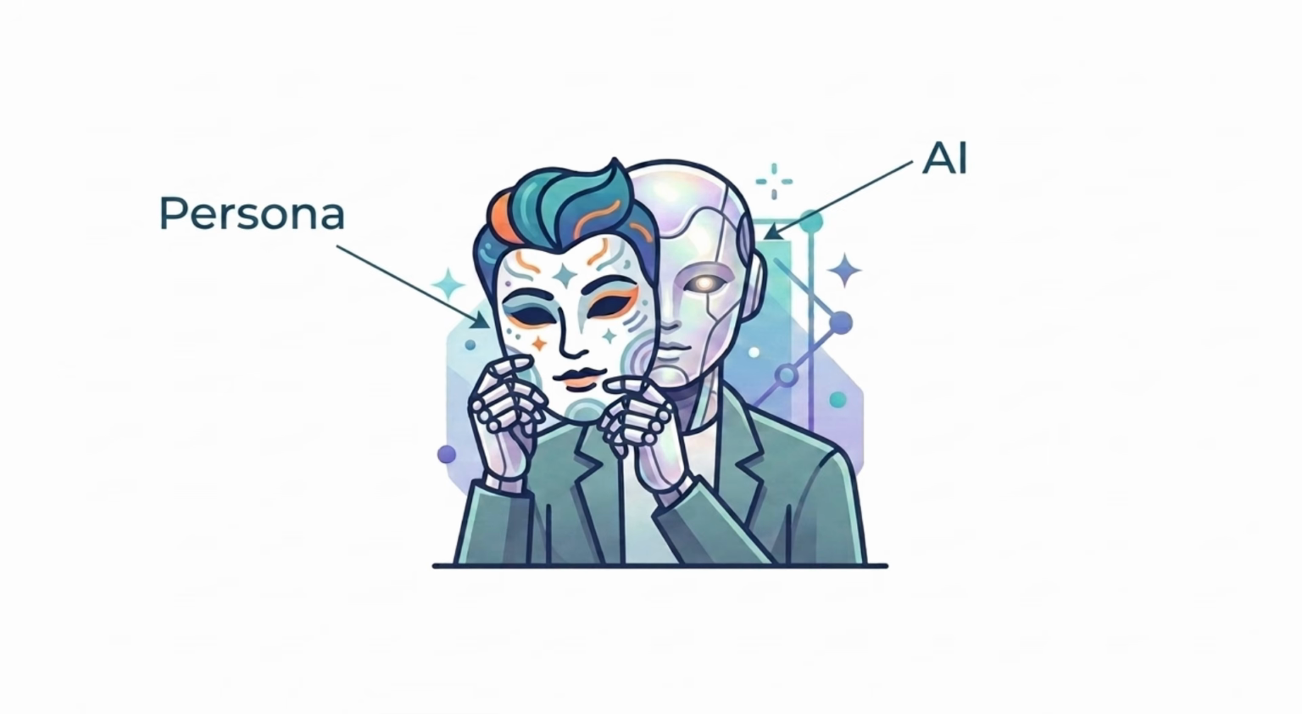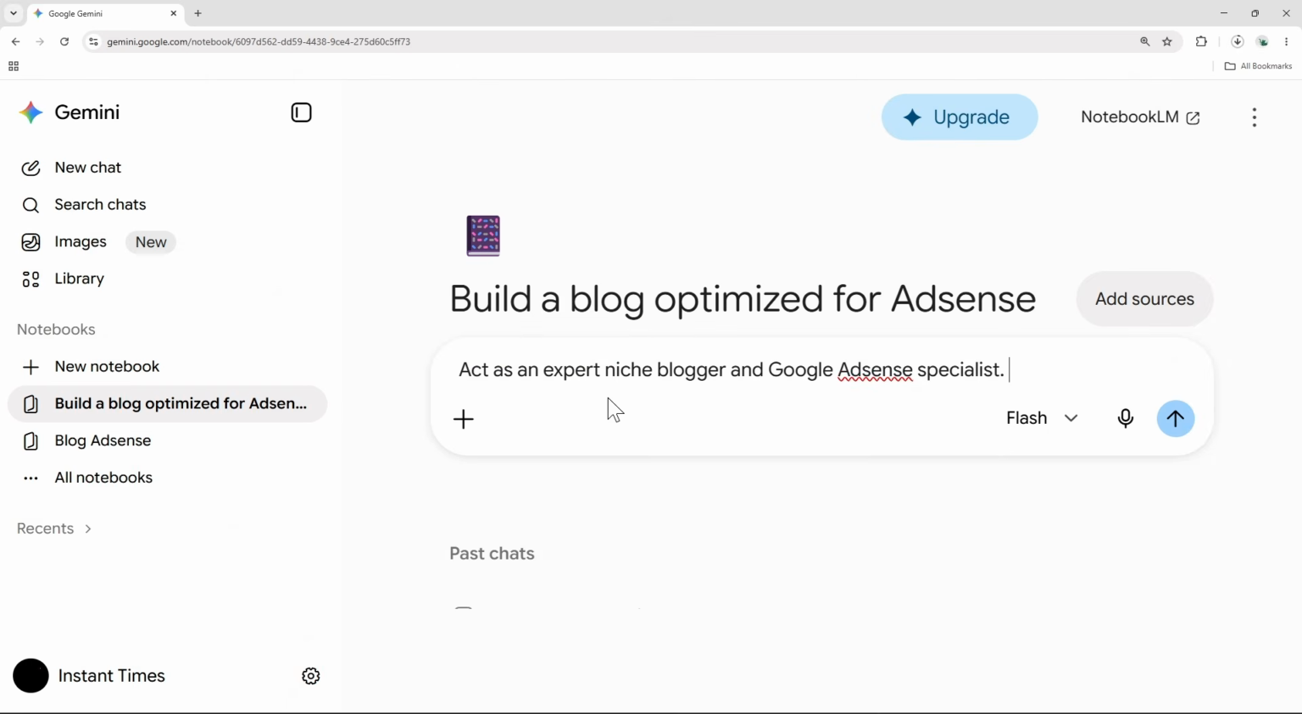Why? Because you will receive answers that are more accurate, more relevant, and much more customized instead of a generic summary collected from across the internet. When you specify a persona, it forces the language model to ignore millions of irrelevant facts and focus only on what matters for your specific situation. In our case, we are not defining just one persona. We are defining two: expert niche blogger, Google AdSense specialist.